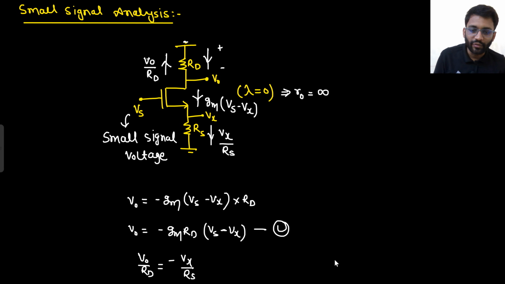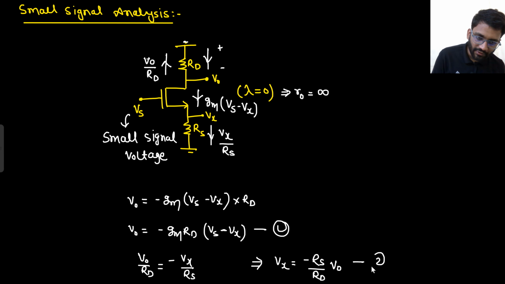So what will be your Vx? From here, your Vx is minus Rs by Rd into V0. This is equation number 2. So this is a simpler expression. Now I will put this expression into equation 1. So what is your V0 by using equations 1 and 2?